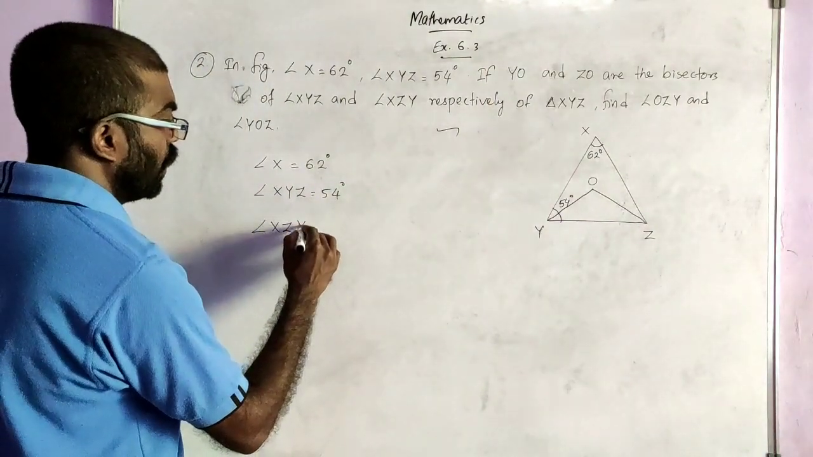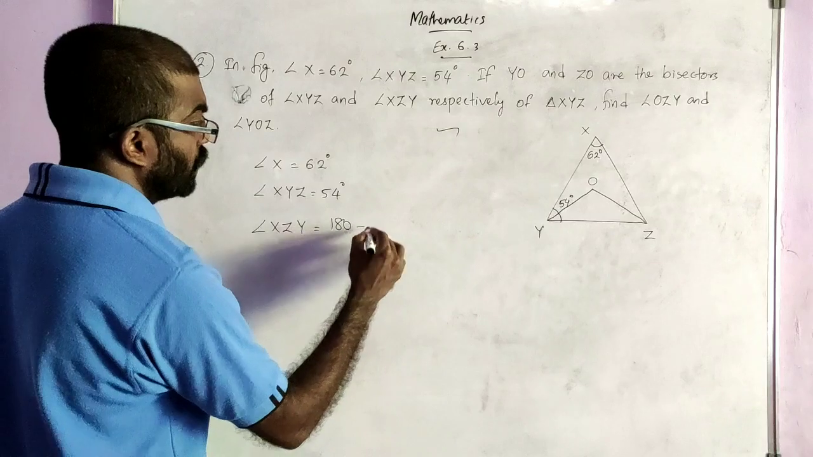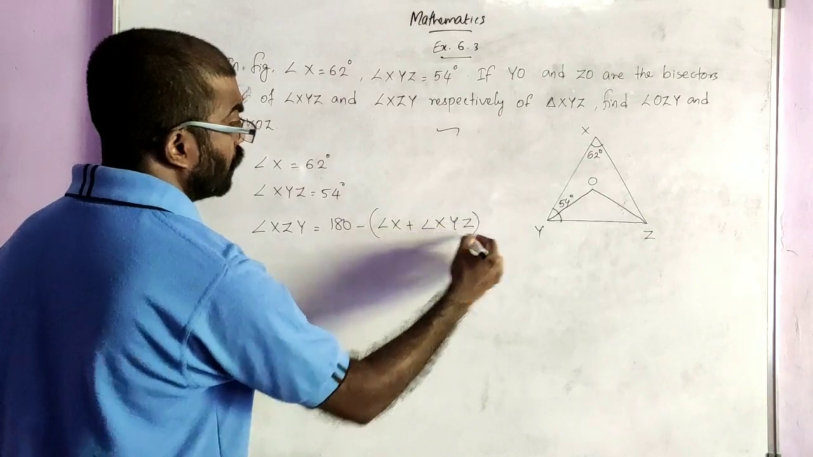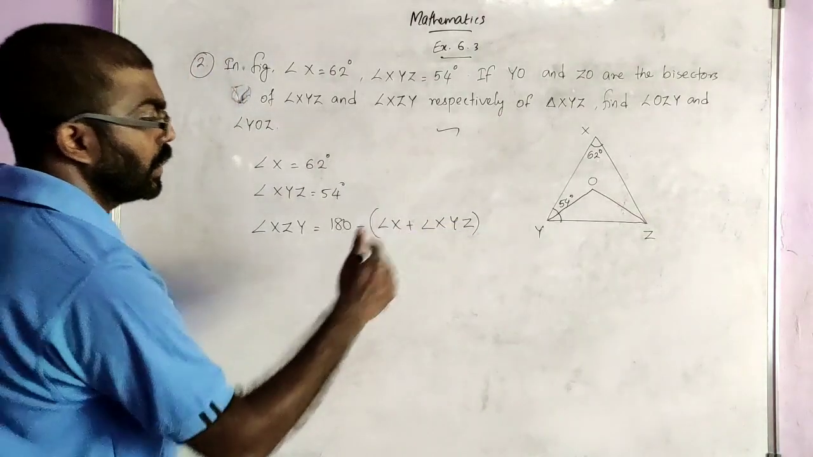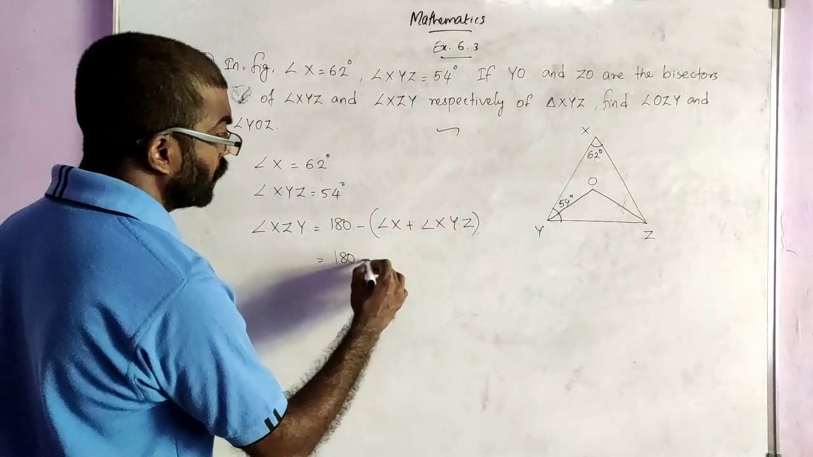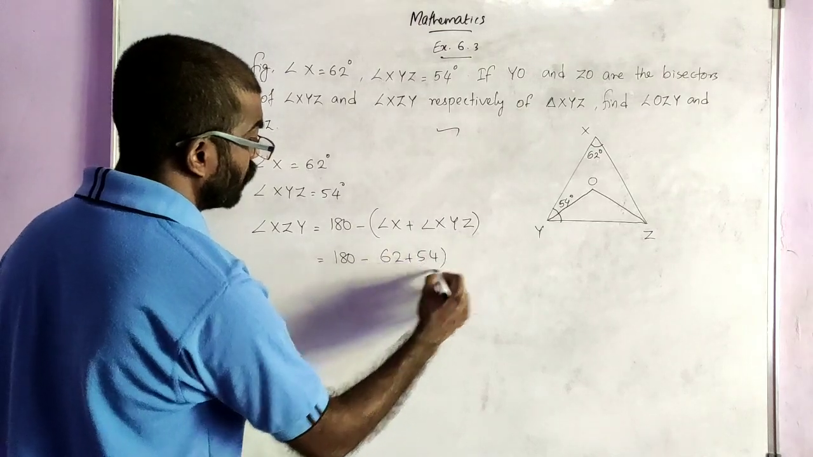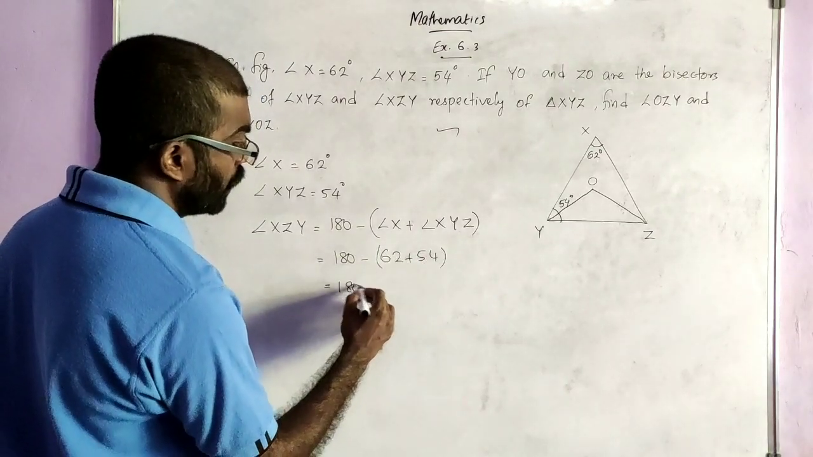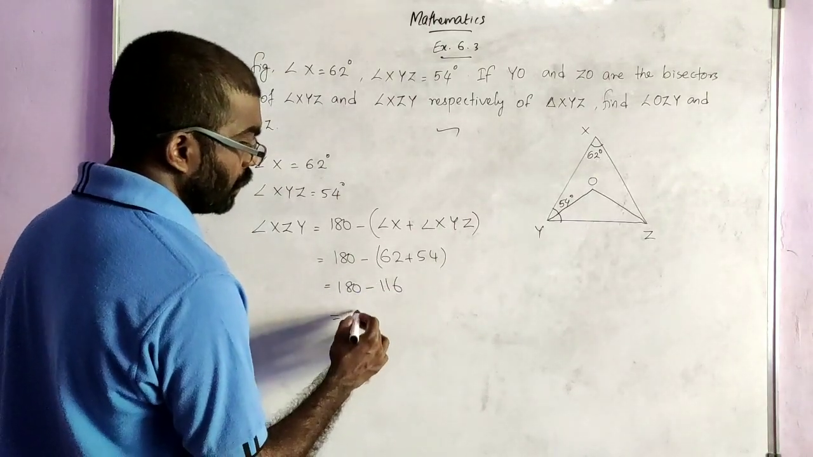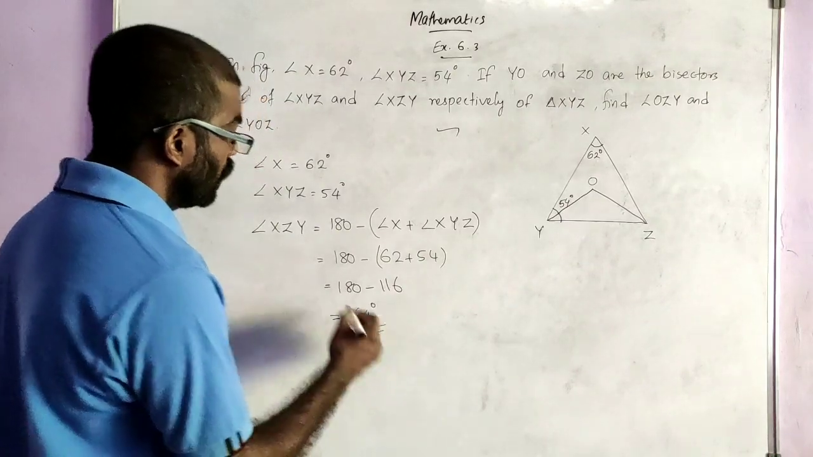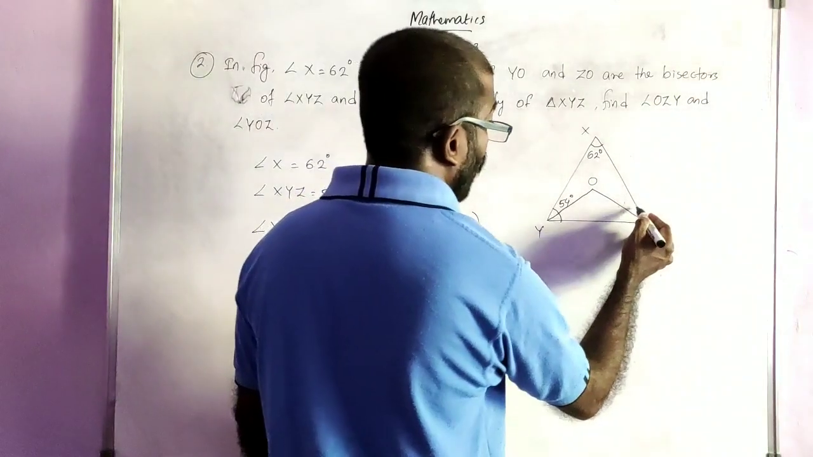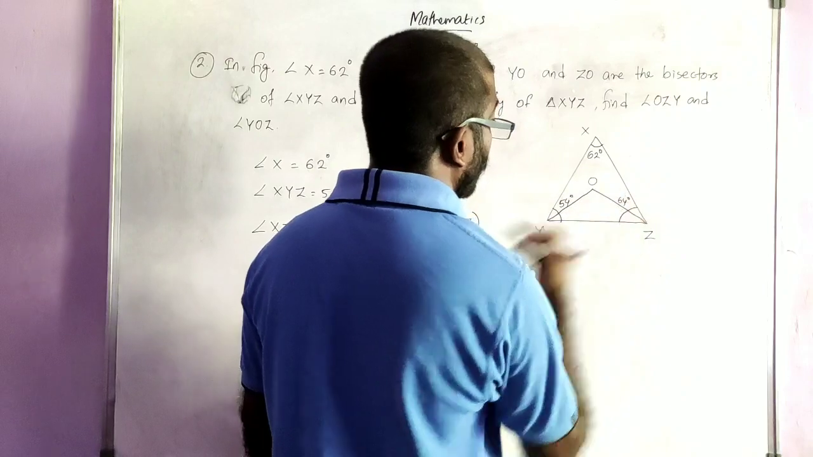Angle XZY is equal to 180 minus angle X plus angle XYZ. These are the three angles of triangle XYZ. So the sum of these three angles will be equal to 180 degree. So 180 minus 62 plus 54. That is 180 minus 160, which gives 64 degree. So angle XZY is equal to 64 degree. This total angle measure is equal to 64 degree.